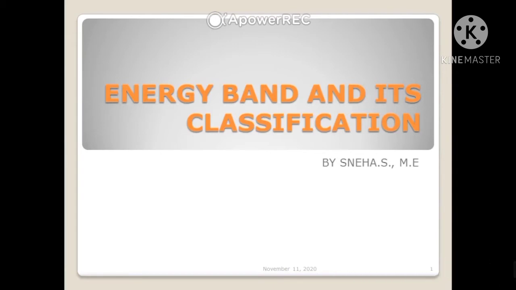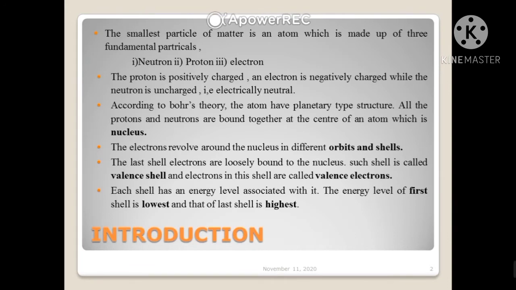Today we are going to see energy band and its classification. Introduction. It's about an atom. It is the smallest particle which is made up of three fundamental particles, that is neutron, proton and electron. These are the three fundamental particles.